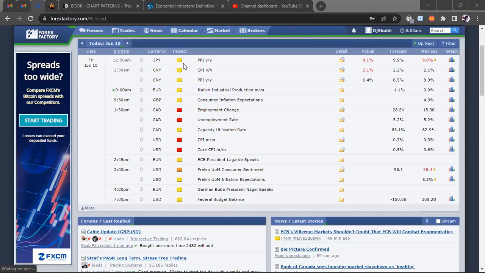So we have all low impact news up until 1:30, where we have employment change. I've always been telling you guys that employment and unemployment are very big indicators of how an economy performs. If there's a high unemployment rate in a country, it means the economy is not doing well. So it's a very strong indicator for investors and traders as well.